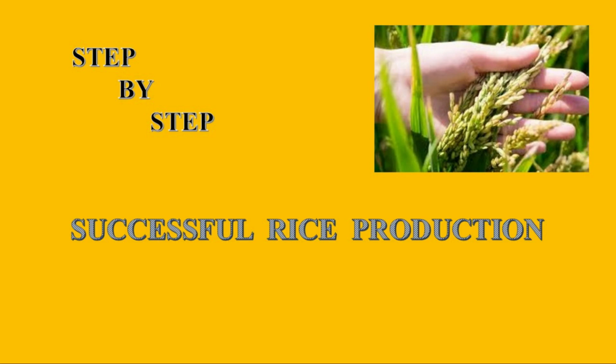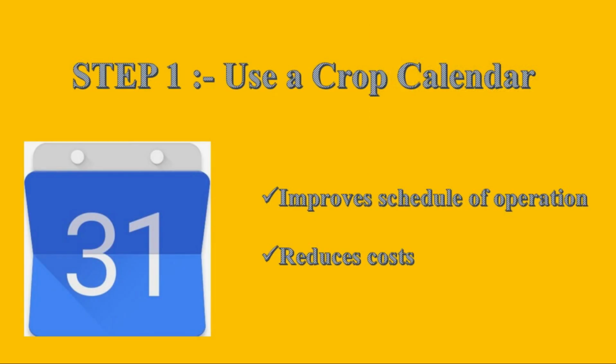Hello everyone, today we are going to discuss steps of successful rice production. First step of successful rice production is use a crop calendar. A crop calendar helps to improve the schedule of operation and also reduces the cost of cultivation of rice.